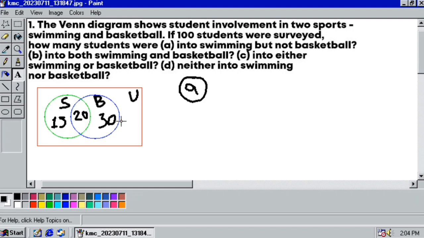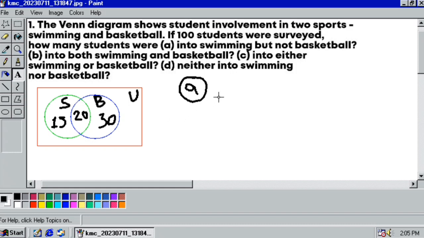So here we have a Venn diagram. We have S, which is swimming, and B for basketball. So, how many students were into swimming but not basketball? It's just this part right here. This is the swimming part without the intersection.